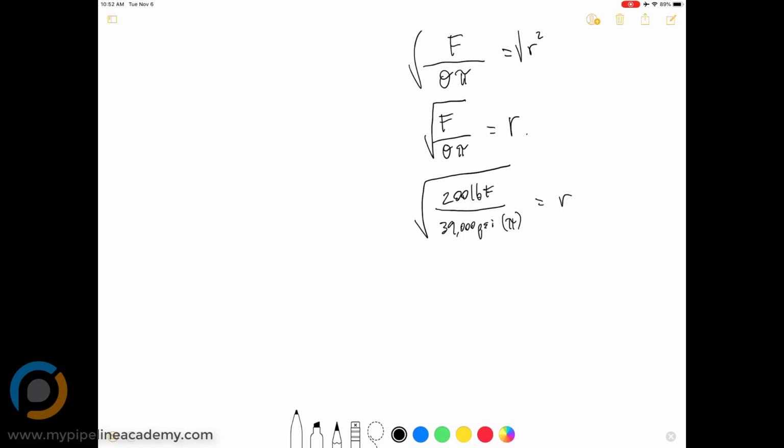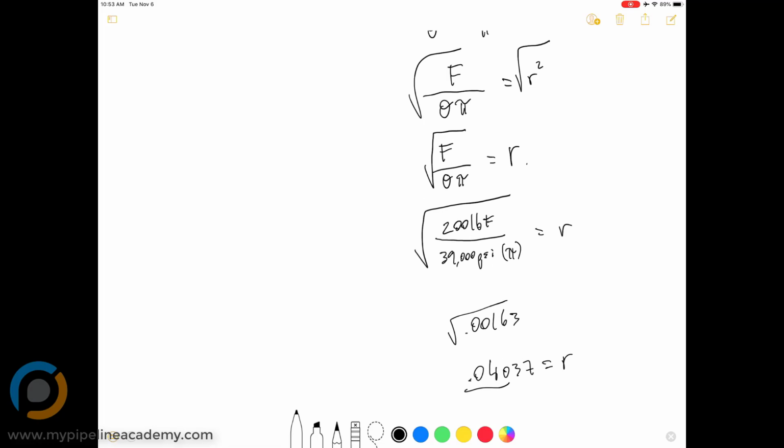Got that answer. Then I try to square root it, and it gives me an error. Well, what's the square root of 0.0016? 200 divided by 39,000 times pi is 0.0016. So what's the square root of 0.0016? Point 0.04. Okay, so that's our radius, 0.04.